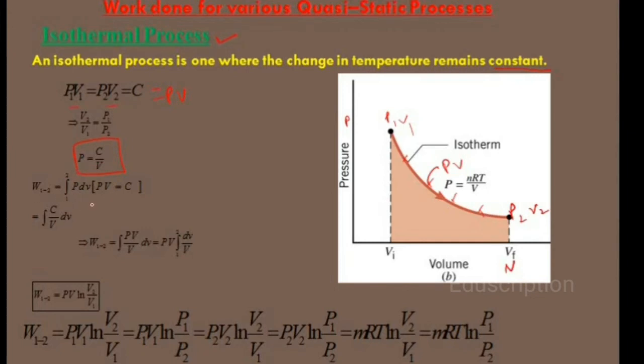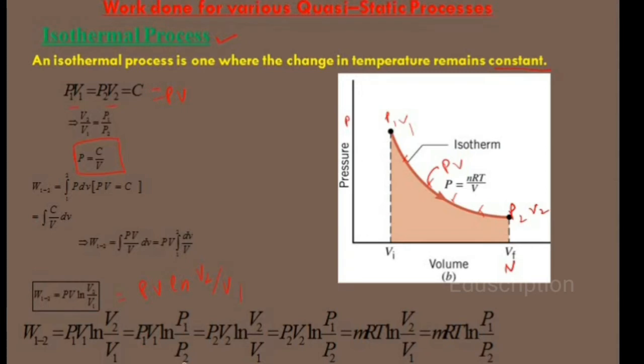We know that PV is equal to C, so in place of P I can write integration of C by V dV. So PV integration of dV by V. So work done is equal to how much? PV ln V2 by V1. Okay, so this is the work done formula: P1 V1 ln V2 by V1, or P1 V1 ln P1 by P2.